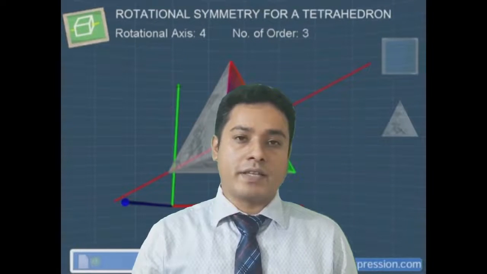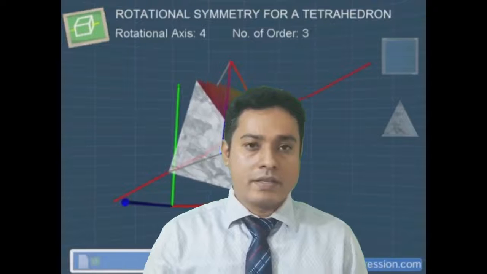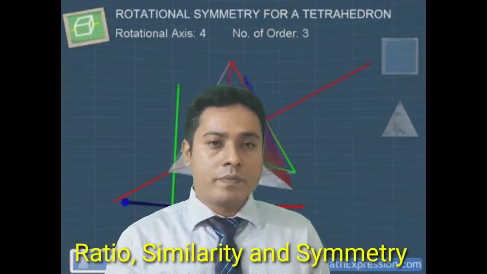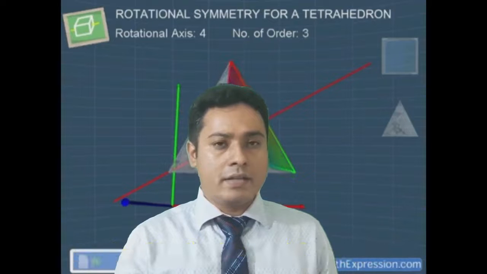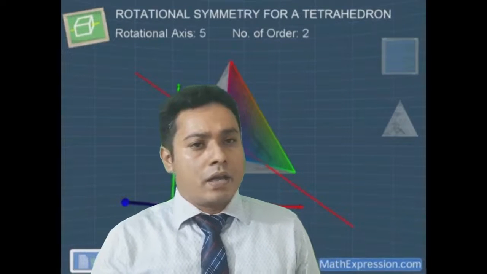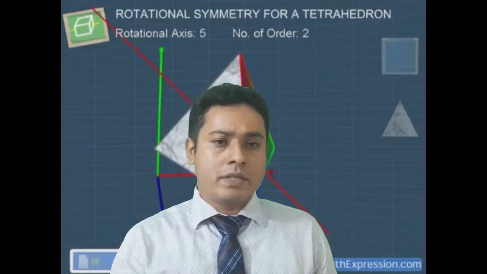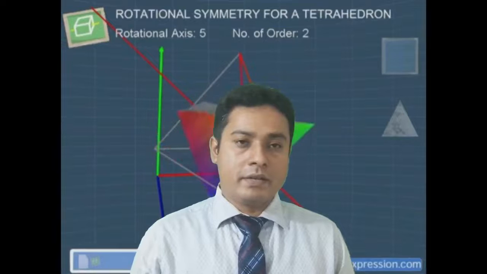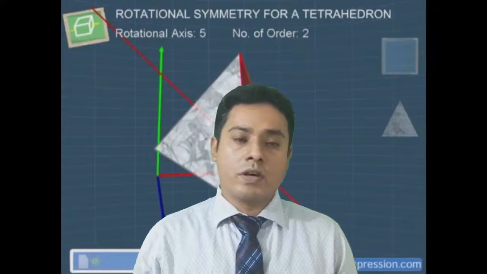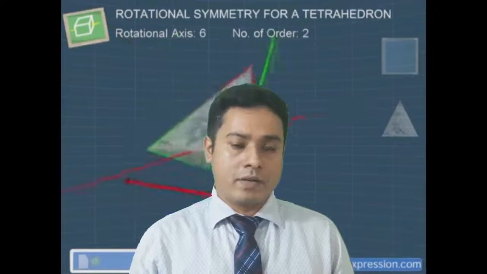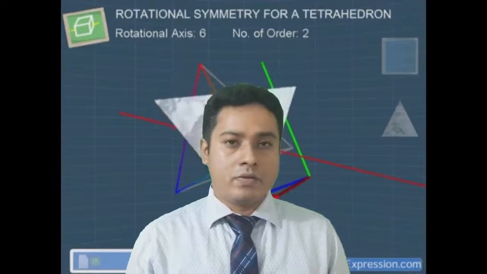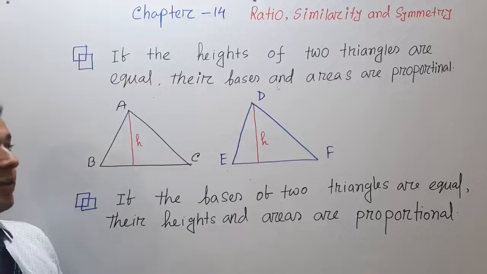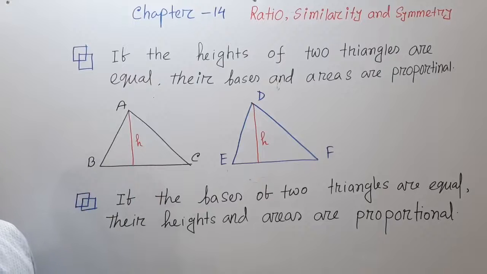Today I would like to discuss your General Mathematics, Chapter 14, Ratio, Similarity and Symmetry. This lecture is especially for your MCQ portion. After completing this lecture, you will be able to solve the MCQs of this chapter. Okay, now we can start our class. Our topic today is Chapter 14, Ratio, Similarity and Symmetry.